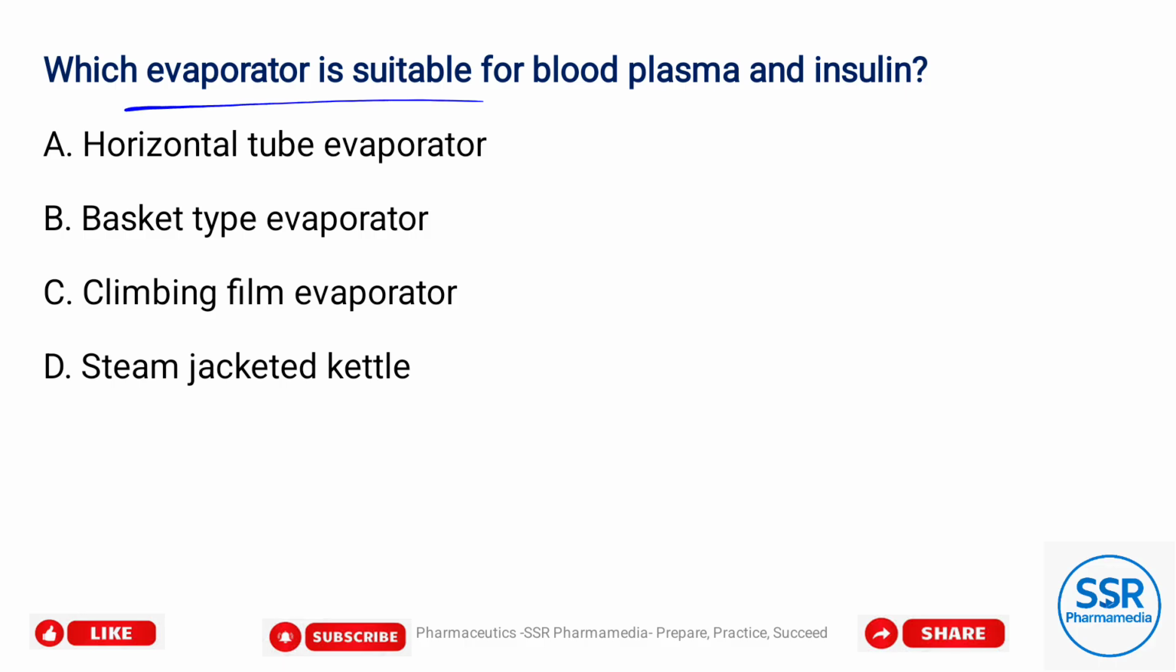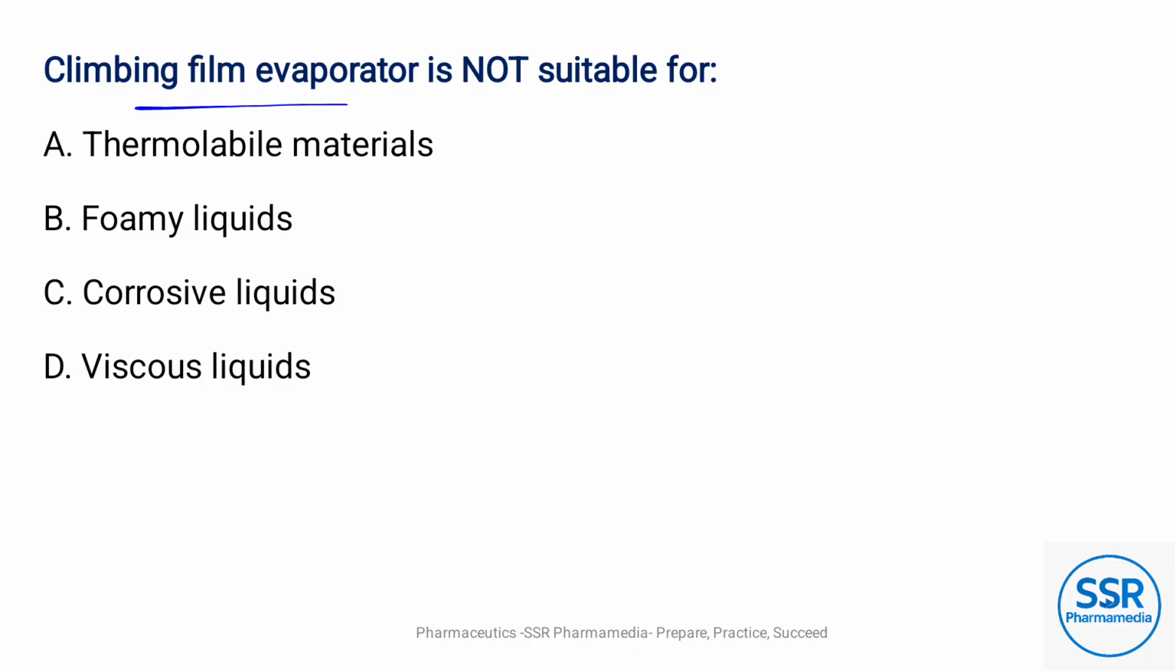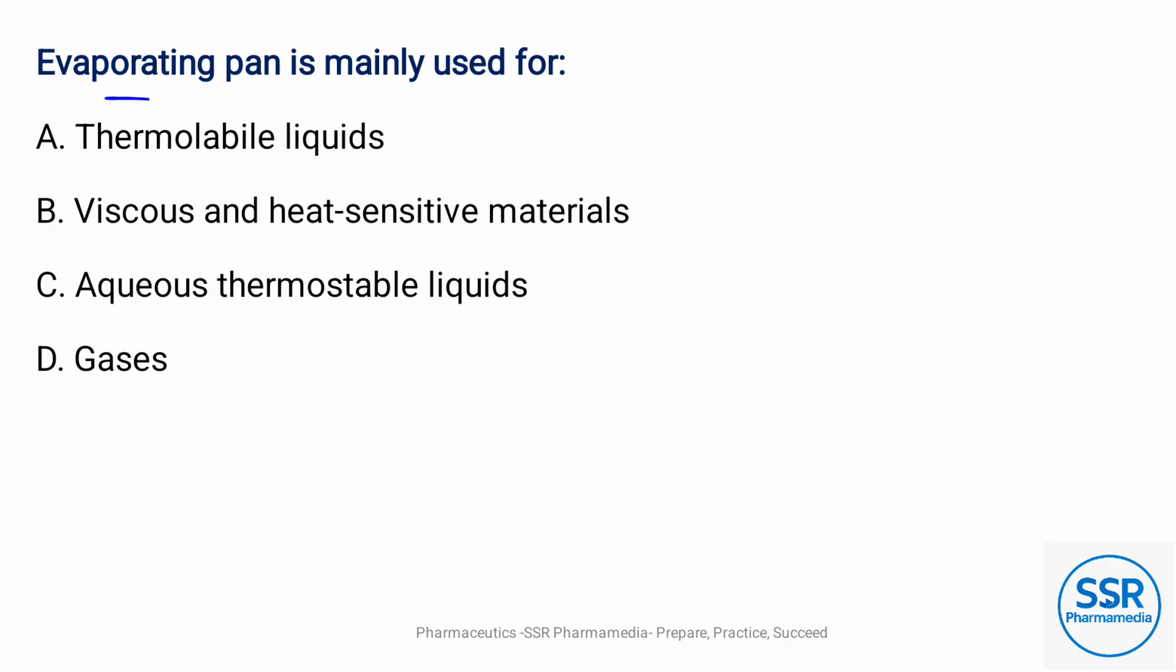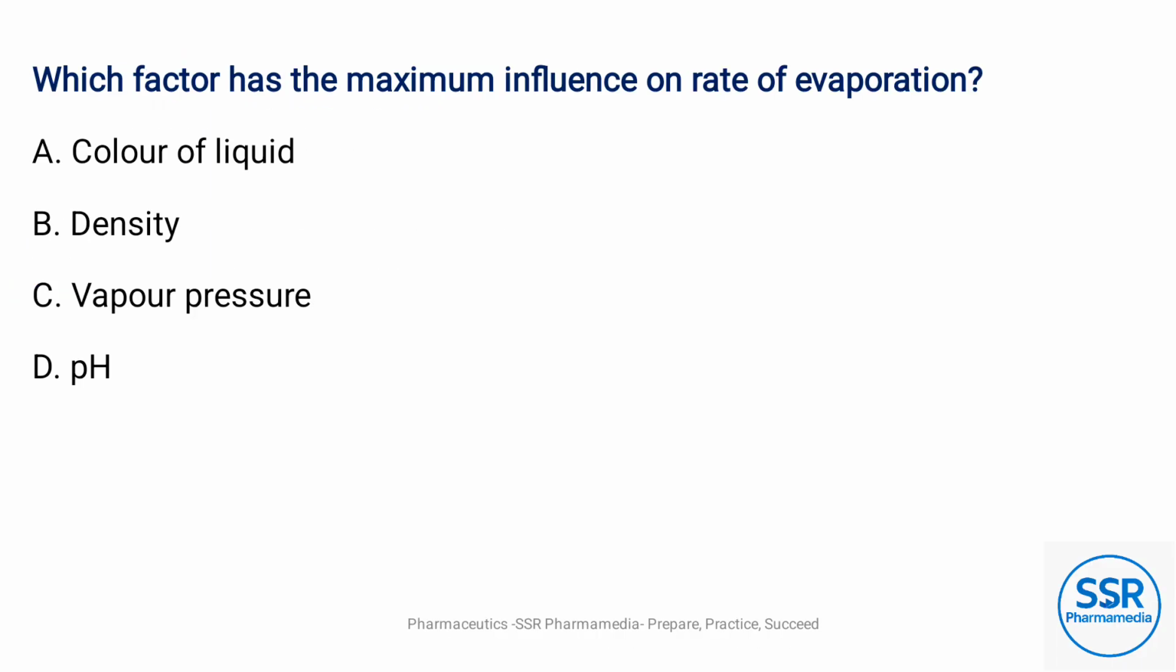Which evaporator is suitable for blood plasma and insulin? Option C, climbing film evaporator. Climbing film evaporator is not suitable for option D, viscous liquids. Evaporating pan is mainly used for option C, aqueous thermostable liquids. Which factor has the maximum influence on rate of evaporation?